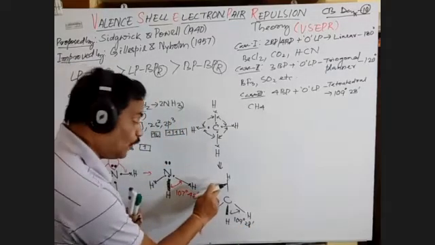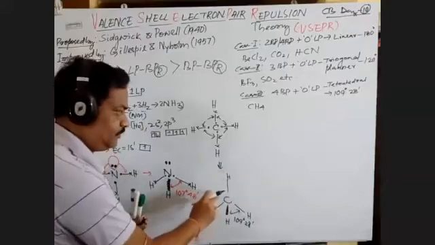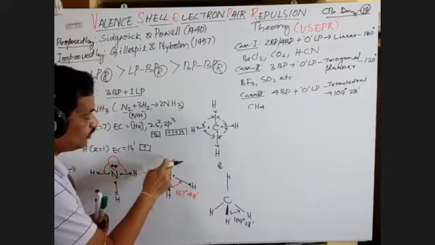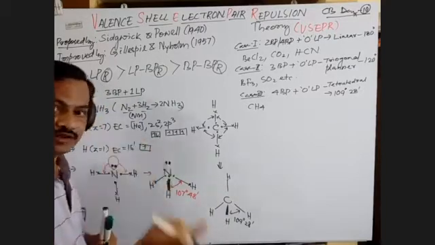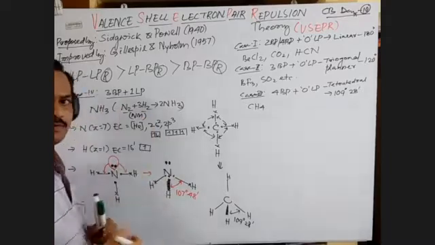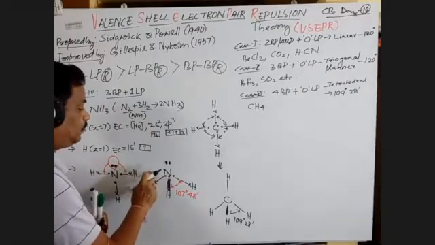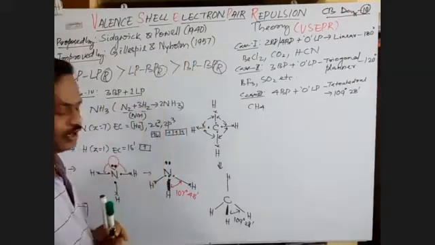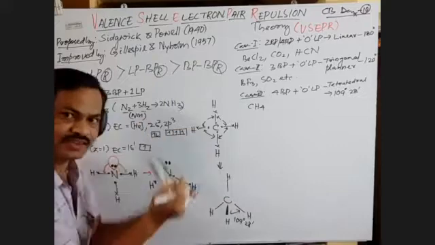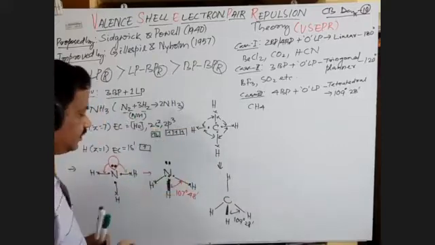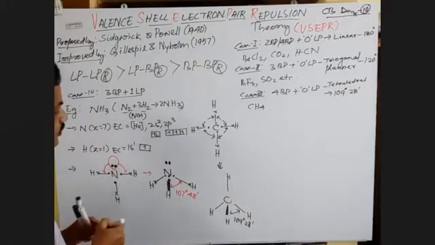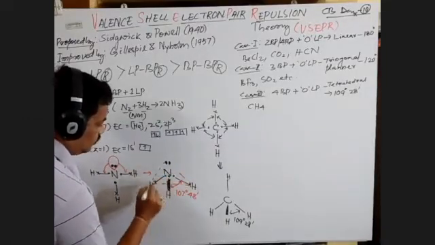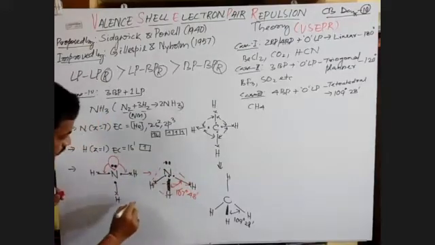Remember, here only bond pair repulsion is occurring, but in ammonia lone pair repulsion is occurring as well as bond pair repulsion. Lone pair repulsion is greater than bond pair repulsion. That's why the angle is further decreasing and forming a shape. You can observe the shape here, it is like this.